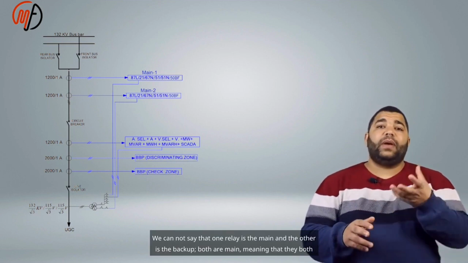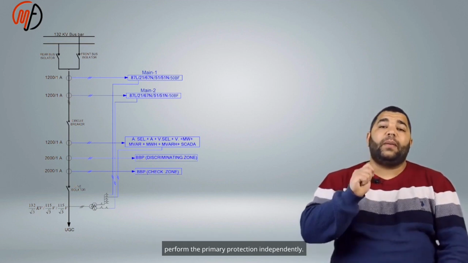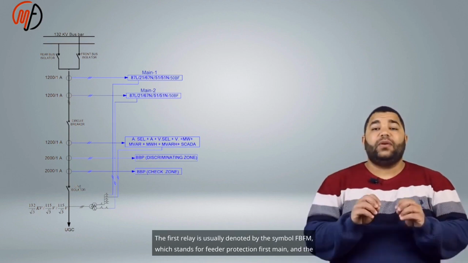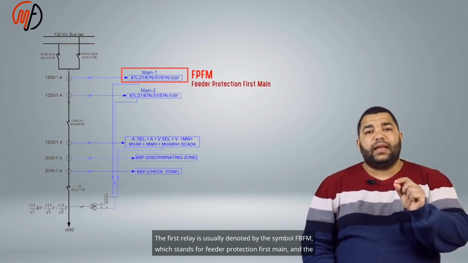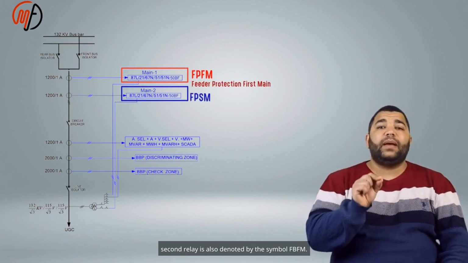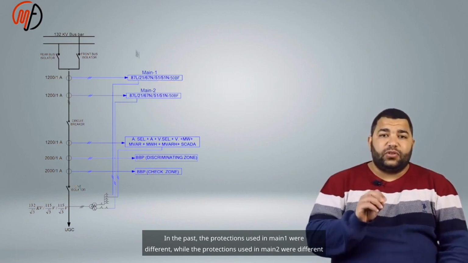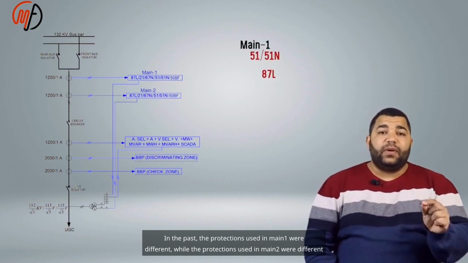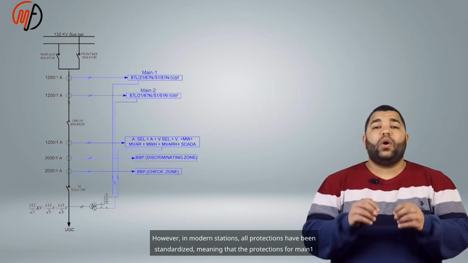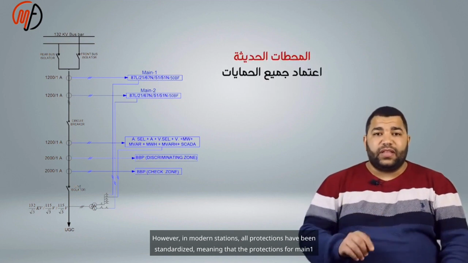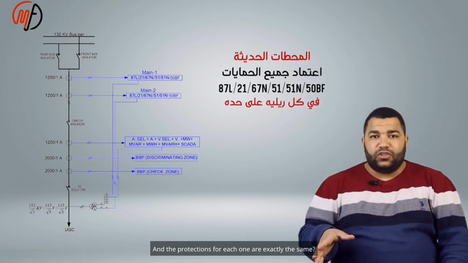We cannot say that one relay is the main and the other is the backup. Both are main, meaning that they both perform the primary protection independently. The first relay is usually denoted by the symbol FBFM, which stands for Feeder Protection First Main, and the second relay is denoted similarly. In the past, the protections used in main 1 were different from those used in main 2. However, in modern stations, all protections have been standardized, meaning that the protections for main 1 are exactly the same as those for main 2.